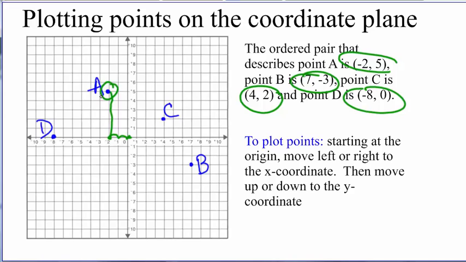Let's say I wanted to plot point D. I would move 8 units over to the left, and then 0 units up or down, so I'd be right at D.